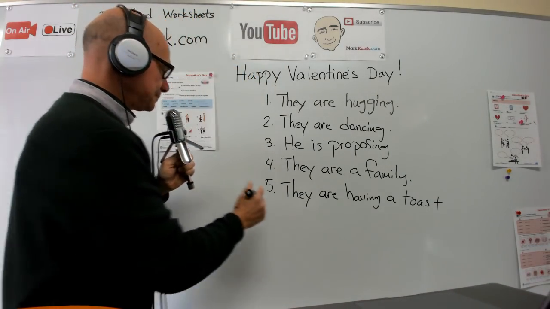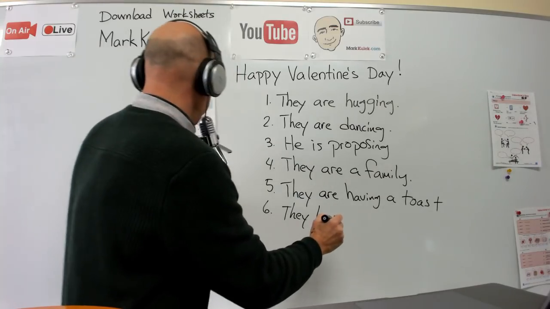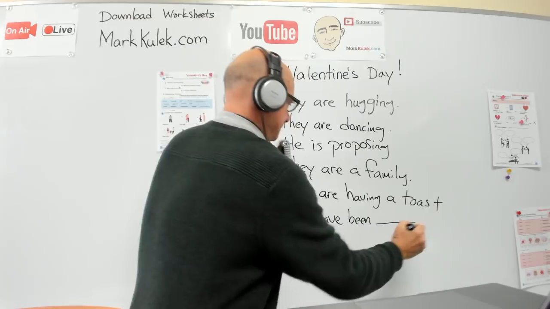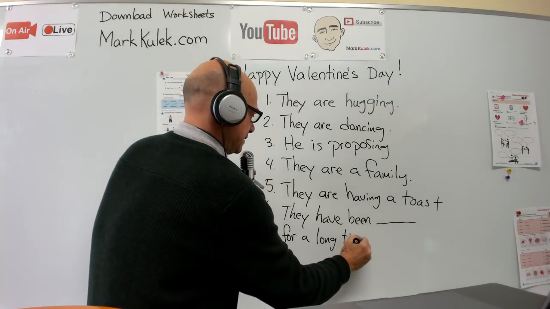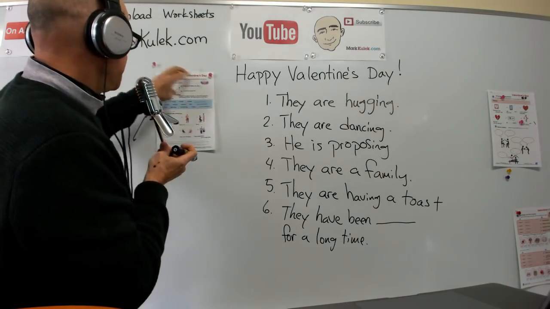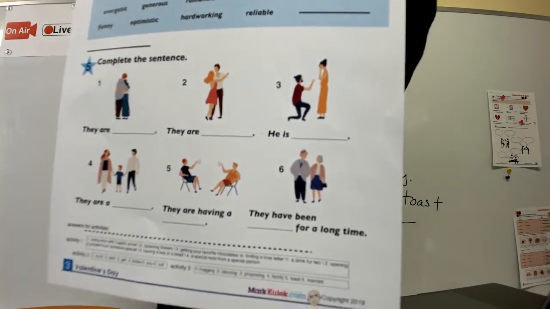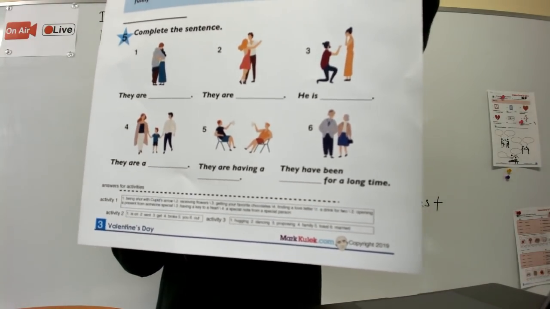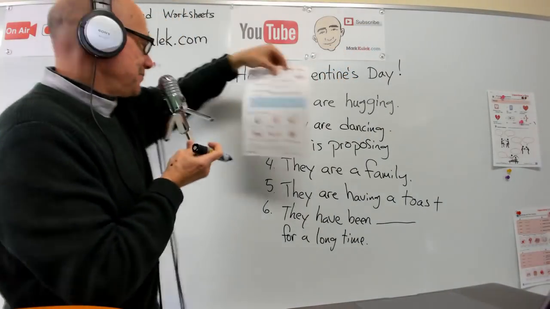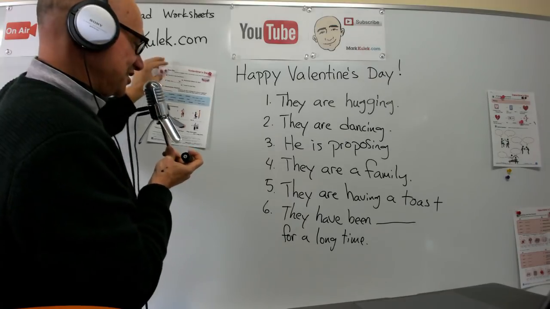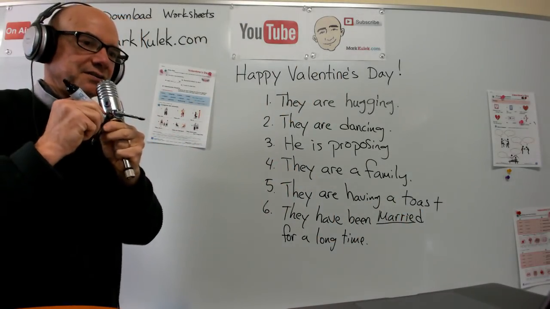Okay, good. Okay, number six. They have been... for a long time. So remember, this is Valentine's Day theme. So think Valentine's Day. Think love. They have been... married. So they're older, right? They're old. They have been married for a long time. Good. They have been married for a long time.